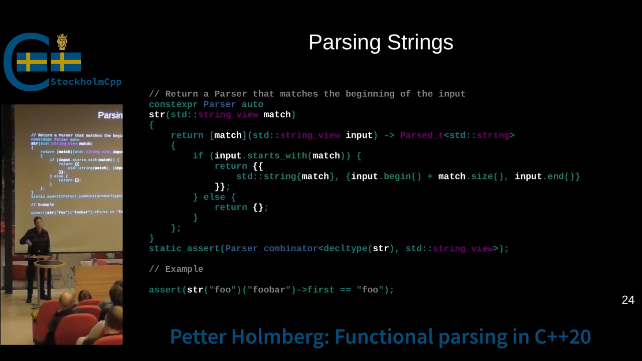So it takes a string view as input, but it doesn't return a parsed thing. It returns this lambda. So it returns a parser, which just captures that string you want to match so that later when you call it, it will just check if the input starts with that match. That's what we want to see, so we return that successfully, otherwise we fail. So this is using a new feature of C++20. std::string and std::string_view got some new member functions in C++20. One of them is starts_with, which is perfect. This is just what I needed for this.